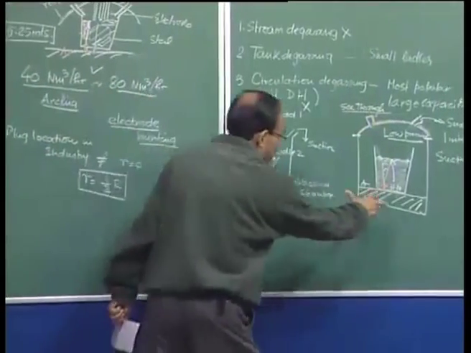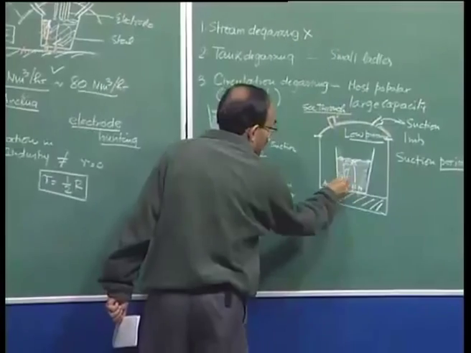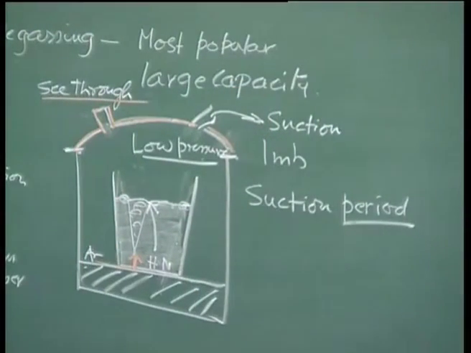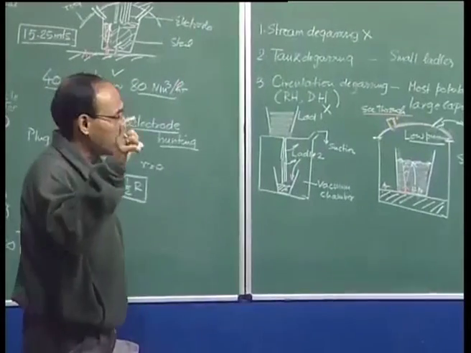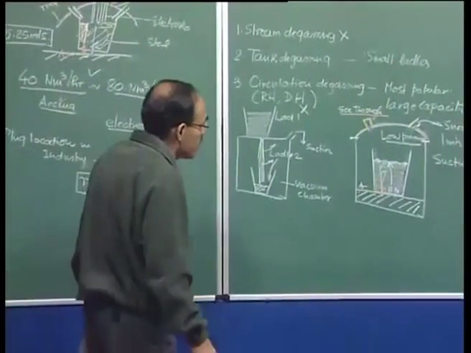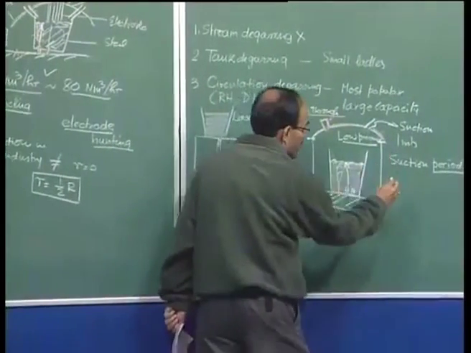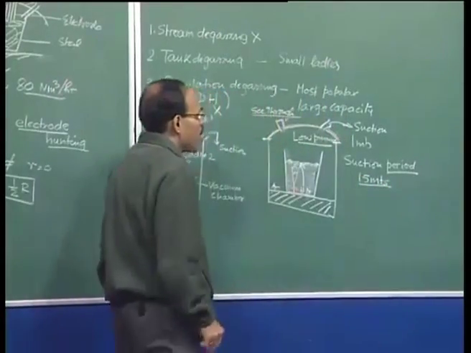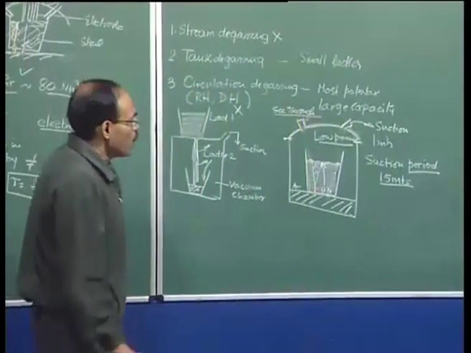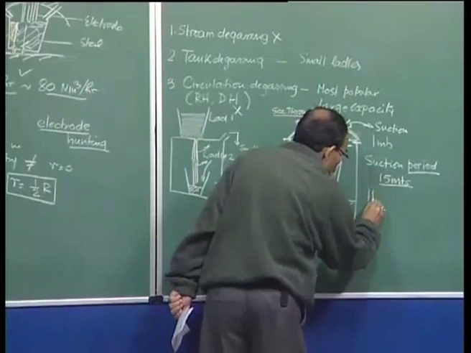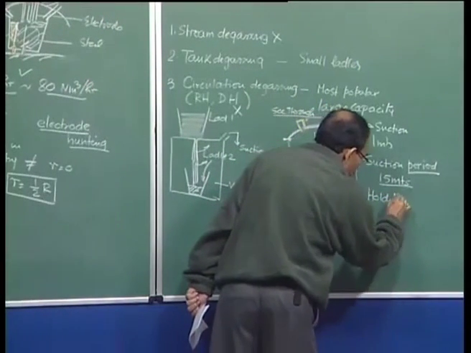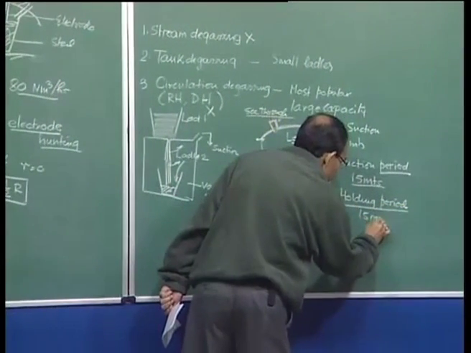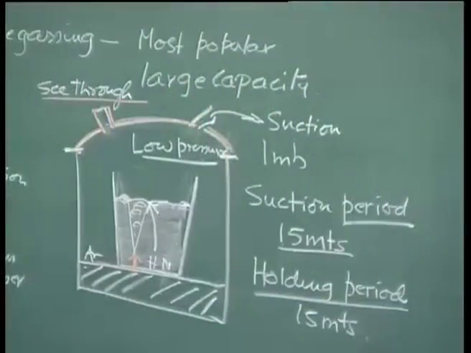So the tank is an enormous structure. If the diameter of the ladle is 3 meters, this tank could be about 9 to 10 meters in diameter. So huge tanks are available, and these tanks are made of extremely thick steel plates. The suction period depends on the size of the ladle. Basically I am talking with respect to a 50-ton ladle, where the suction period is 15 minutes, and the holding period, meaning the depressurizing period, is about 15 minutes, so about 30 minutes of processing time for about 50 tons of steel.